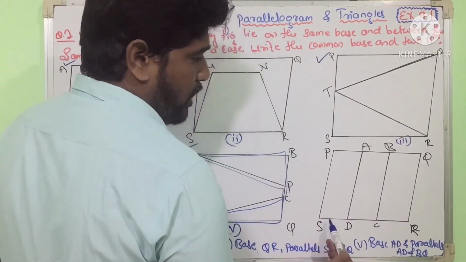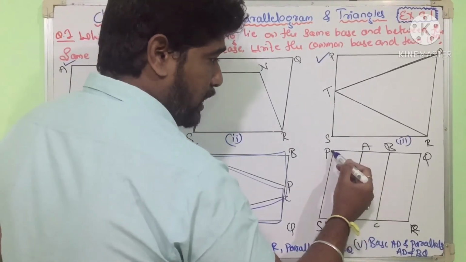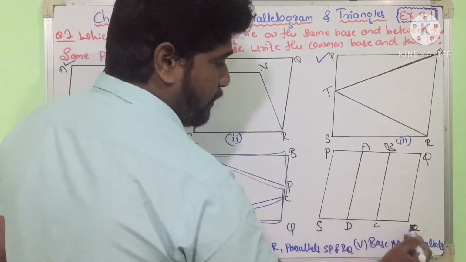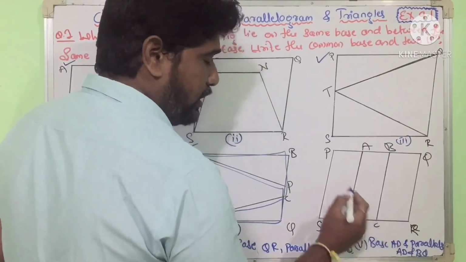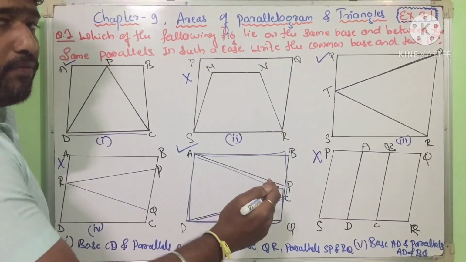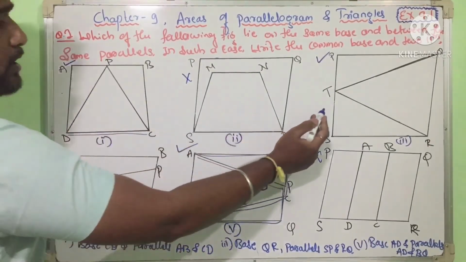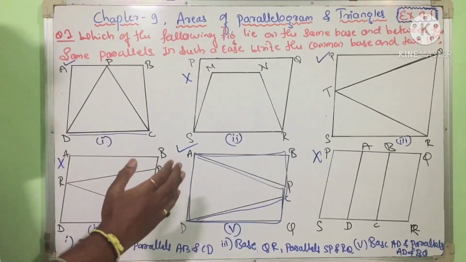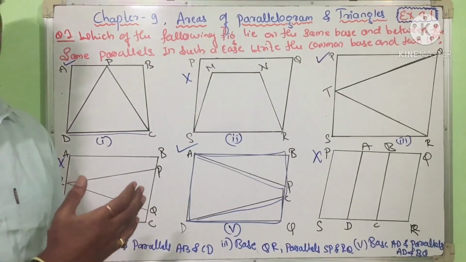So next figure, PQRS and ABCD, right? Here these two are parallel lines, and the vertices are on the same line, but the bases are different. This figure's base is SR and ABCD's base is DC. So the bases are different, and this figure does not lie on the same base between the same parallels. So here only three figures: the first, third and fifth. These three figures have the same base and lie between the same parallels. Is it clear? So this is all about the first exercise.